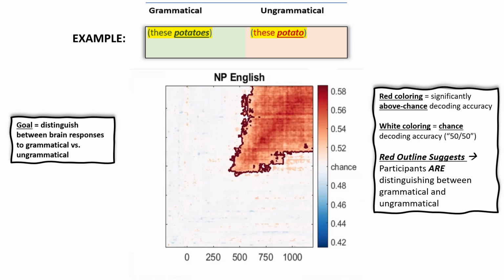Before I move on to my results section, I just want to slow down here and explain more about what will be presented. Just to reiterate, the goal in using MVPA was to distinguish between the participants' brain responses to grammatical versus ungrammatical, for example, the difference between these potatoes and these potato. As you can see in this plot, the red coloring denotes significantly above chance decoding accuracy, while the white coloring denotes chance accuracy, and the blue coloring denotes below chance accuracy. Here in this plot for number agreement in the English language, the red outlining suggests that participants are distinguishing between grammatical and ungrammatical between these time points.